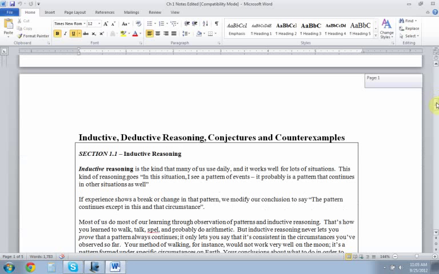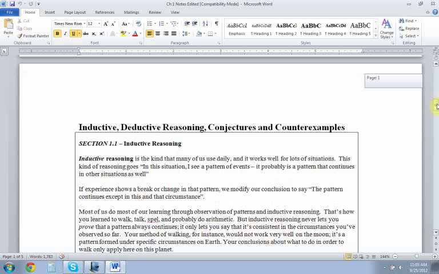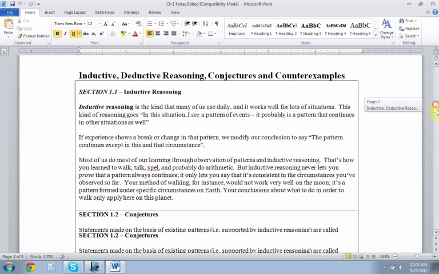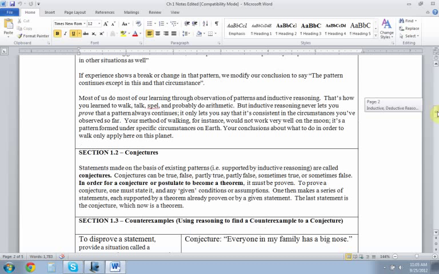The next part goes on to Inductive Reasoning. The summary of Inductive Reasoning, I'm not going to read through everything, is basically that you're doing conjectures and counterexamples. Conjectures are kind of outcomes that you have based on certain examples. So for instance, I think I have some examples there for conjectures.